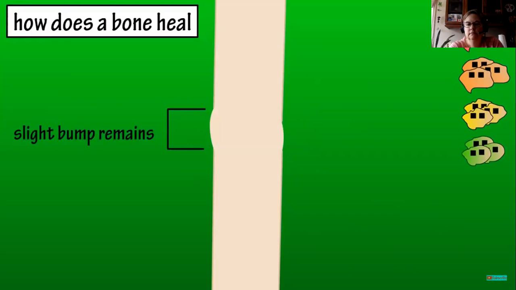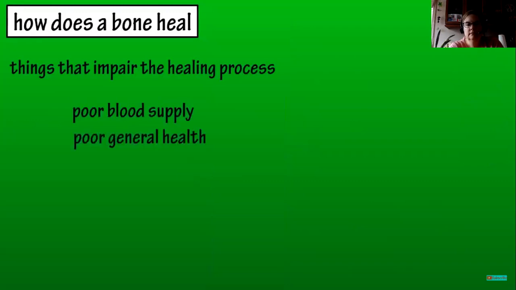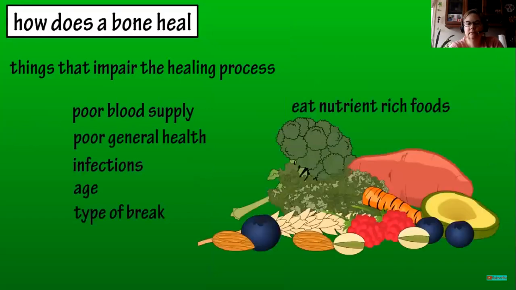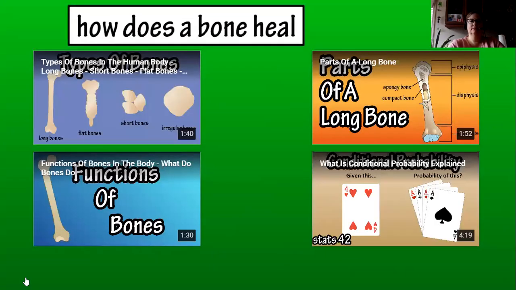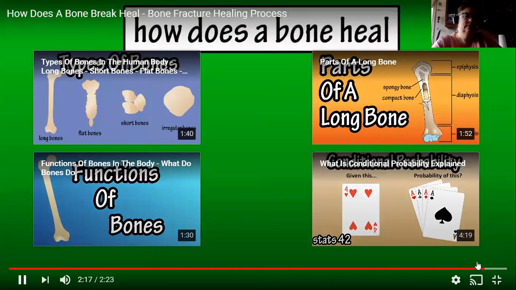Some things that can impair proper healing include poor blood supply, poor general health can slow the process greatly, infections, age as younger bones heal faster, and the type of break. One thing that you can do to help your body recover from a broken bone is to eat plenty of nutrient-rich foods such as fruits and vegetables. The healing process requires a lot of energy, so increasing food consumption will help, and fruits and vegetables are filled with vitamins, minerals, and antioxidants, which will also aid in recovery. And that be the basics on how the body heals a bone break.